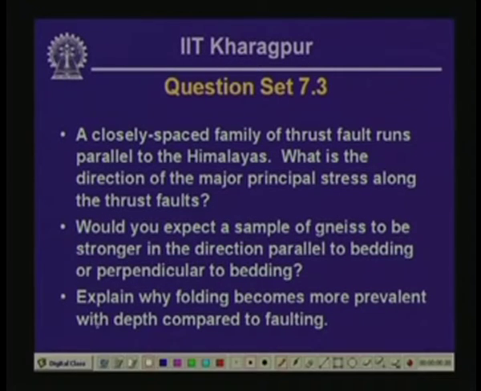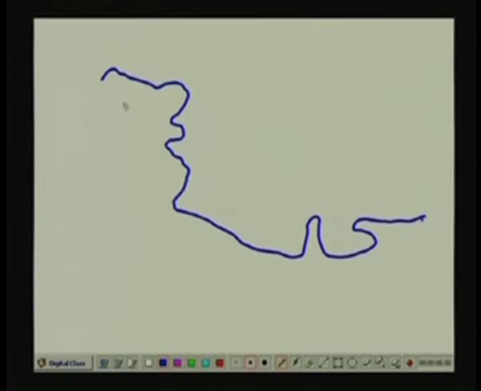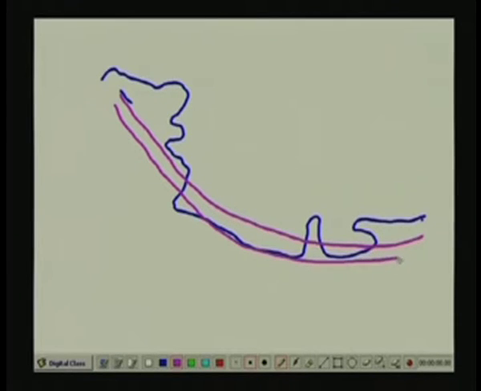Now let's say if you look at the northern part of the country, then it might actually look like this, and the Himalayas run in this direction. So basically there are a bunch of thrust faults that run near the foothills of the Himalayas. If you look at the section here, then the thrusting is going to be like this. So this is section AA.